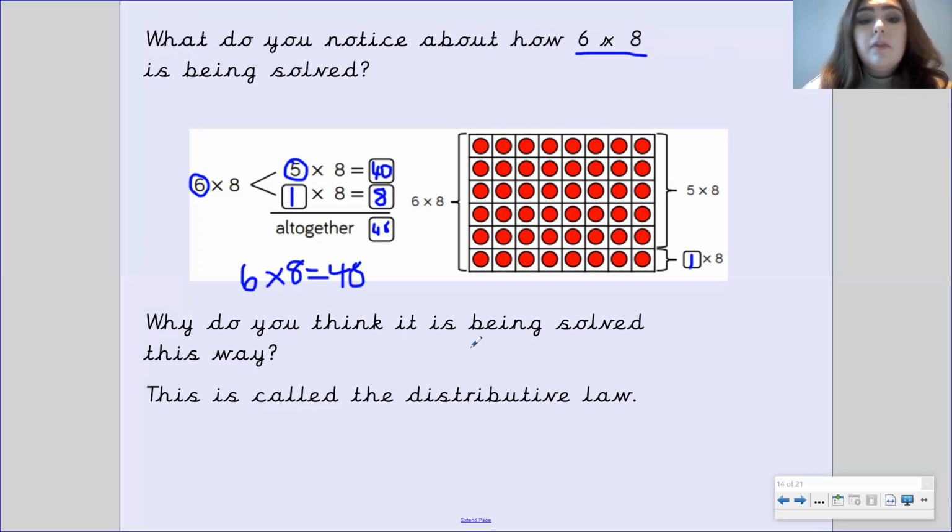Well done if you got that. This is because it's a quicker way to do it. So it's really quick to be able to split up into 5 times 8 and then 1 times 8 and then add it together. This is what we call the distributive law. My turn, your turn. Distributive law.